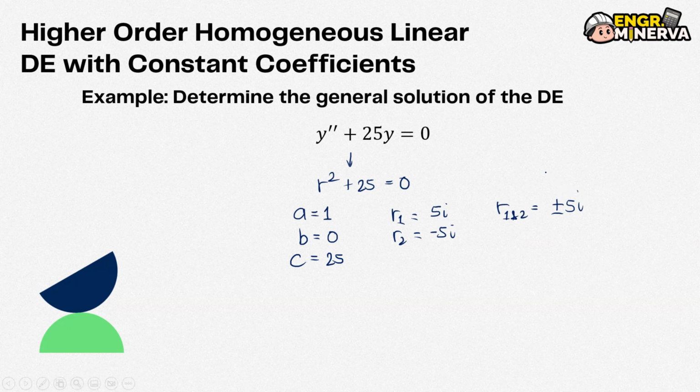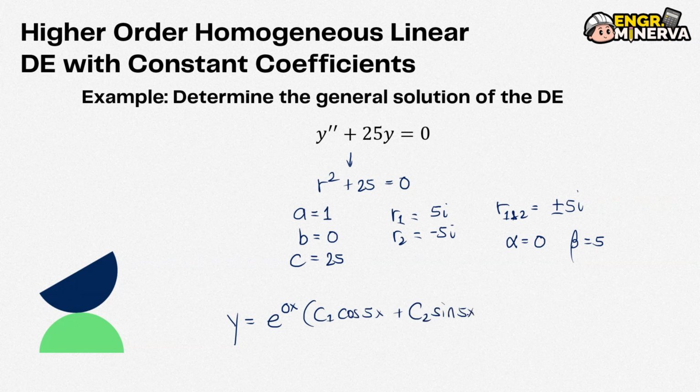What would be the value of alpha? There is no real part in this complex number. So it means the alpha is 0 and beta is 5. So our answer is y equals e raised to 0x times c1 cosine beta x plus c2 sine beta x. But again, e raised to 0 is 1. So it means y equals c1 cosine 5x plus c2 sine 5x. That is our answer.